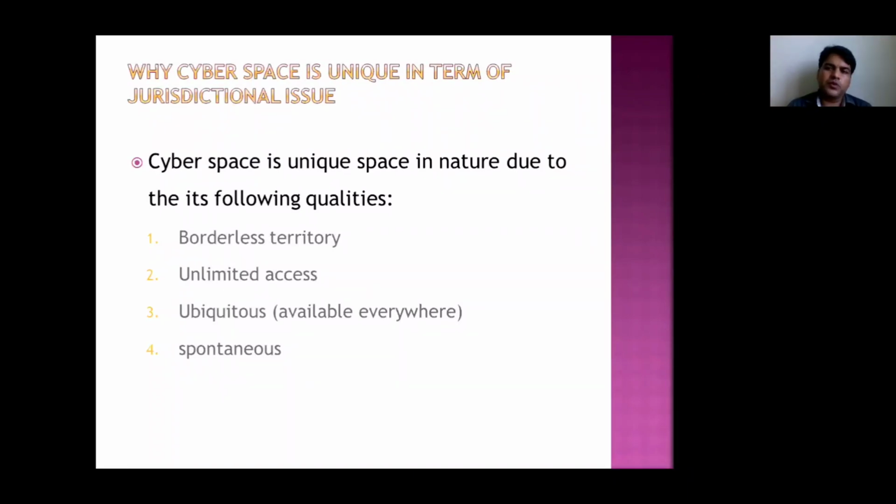And the next one is the spontaneity of the internet world or cyberspace. It is such a space where things happen spontaneously, very fast. So again, due to these various activities on the internet which are related with the cyber world, it becomes an issue when we talk about jurisdictional issues in cyberspace.